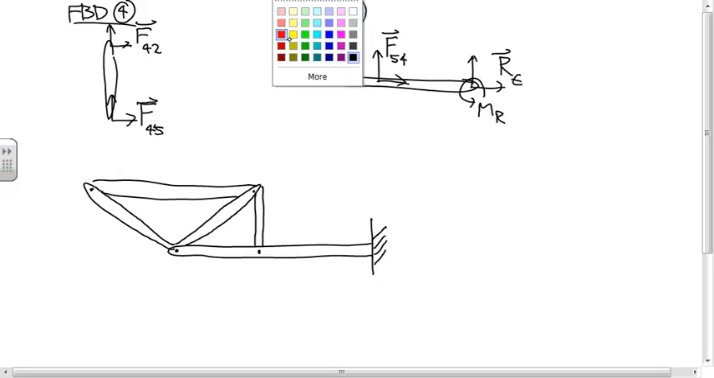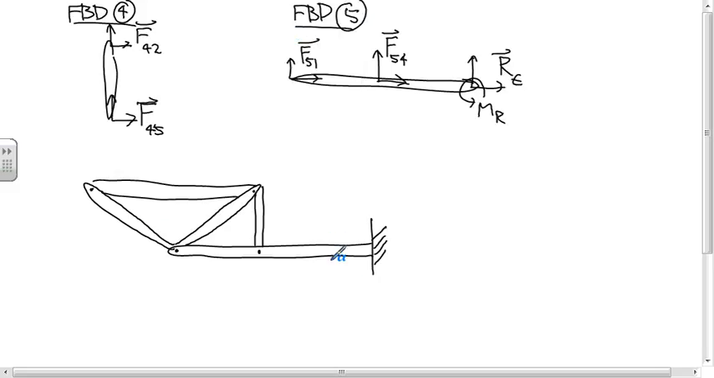Okay, so this time let's go from sort of right to left. So let's call this member 1, 2, 3, 4, 5, and let's call this A, B, C, D, E. Okay?